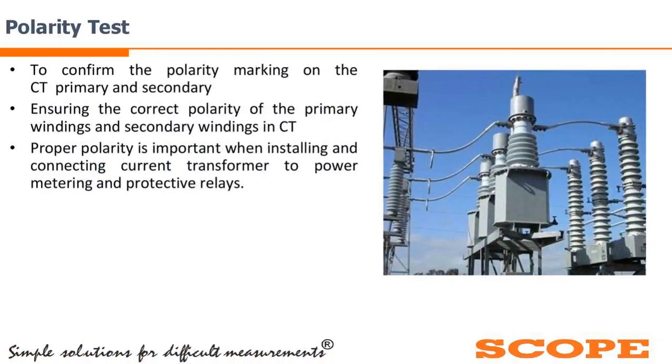The importance of the polarity test is to ensure the correct polarity of the primary winding and secondary winding in the CT. It is also important to mark polarity, that is positive polarity or negative polarity, that is P1 and P2, the 2 points on the primary side. That is to confirm the polarity marking on the CT primary and secondary. Proper polarity is very important when installing and connecting current transformers to the power metering and protection relays. Otherwise, relays will operate unnecessarily. So that is why polarity test is very important on a current transformer.